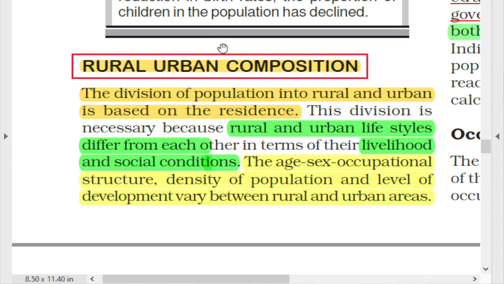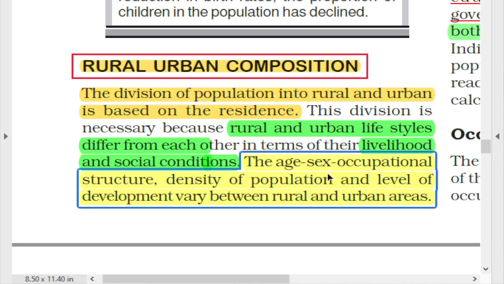So now, why is it necessary to study the urban and rural composition of population? What is its importance? It is important because the lifestyle of the people and the occupation of the people depend on the place where they live, and the livelihood and social conditions also differ between the urban and rural population. Because urban and rural populations differ in lifestyle, in the way they earn, and in their social conditions, it is very important to study this. The age, sex composition, structure, shape.